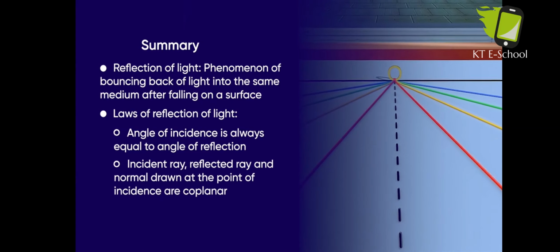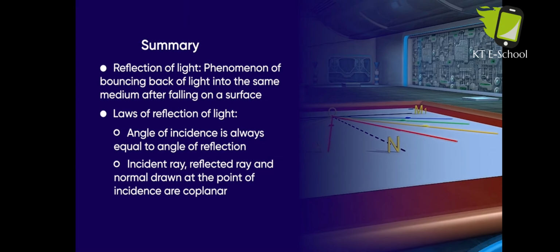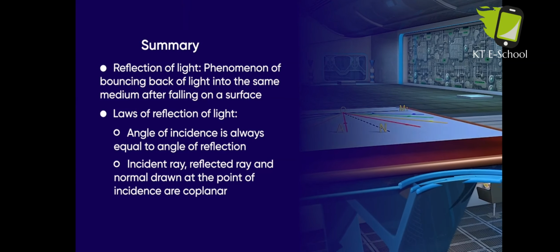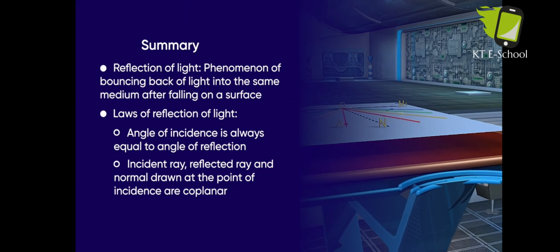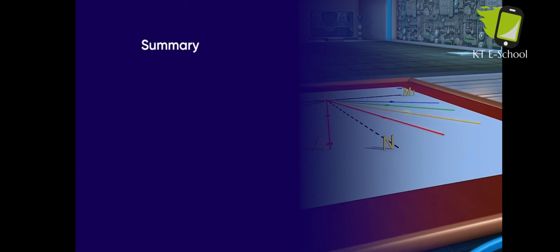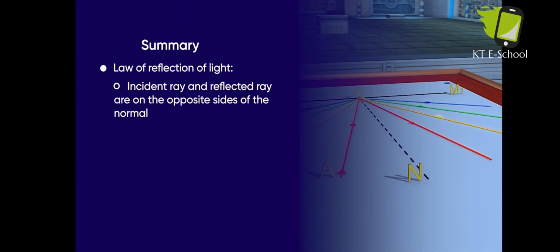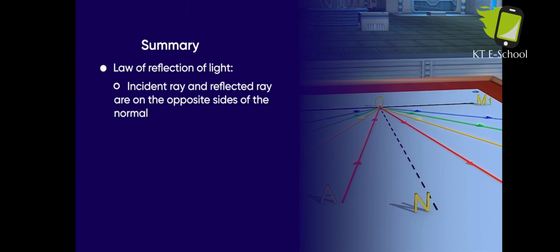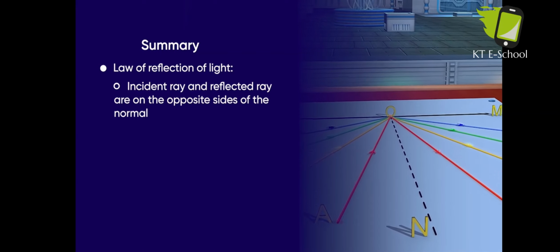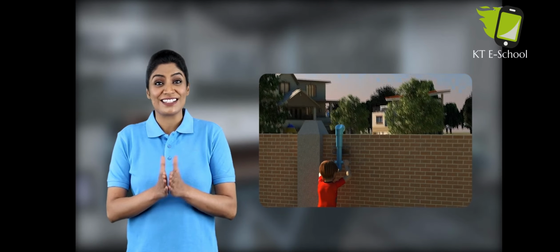2. The incident ray, reflected ray, and the normal drawn at the point of incidence are coplanar, that is, they lie in the same plane. Incident ray and reflected ray are on the opposite sides of the normal or the perpendicular at the point of incidence.